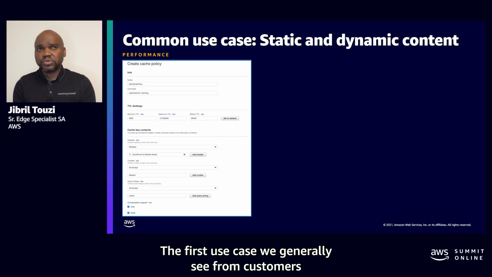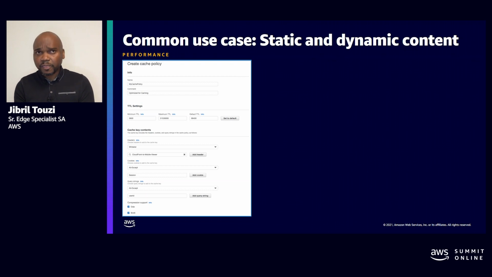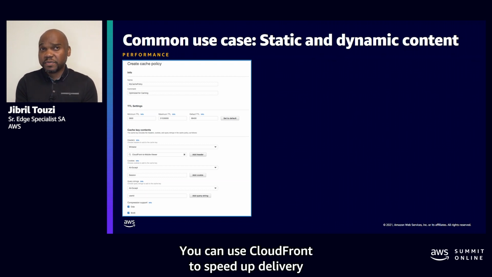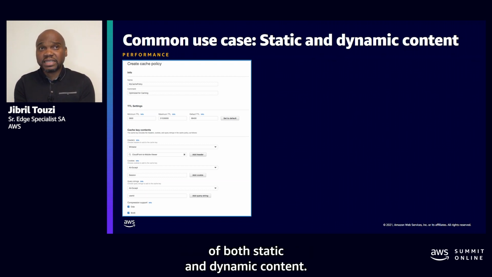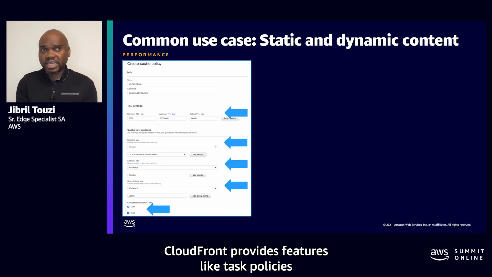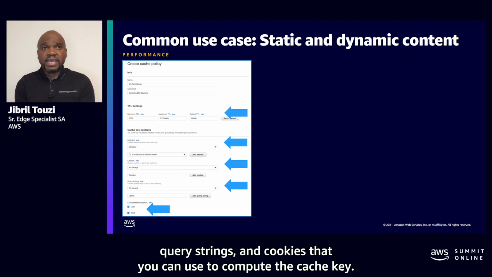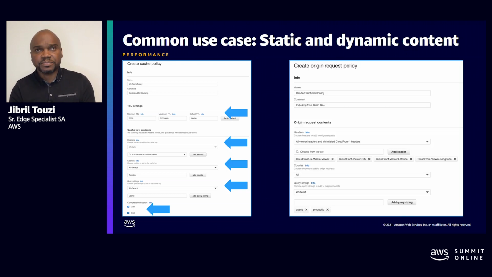The first use case we generally see from customers is delivering static and dynamic content using the CDN. You can use CloudFront to speed up delivery of both static and dynamic content. CloudFront provides features like cache policies that provide a granular control to configure headers, query strings, and cookies that you can use to compute the cache key.